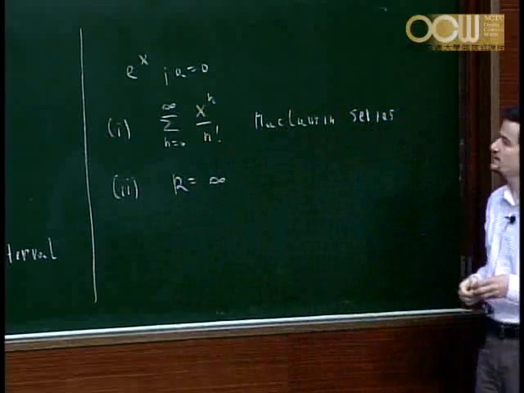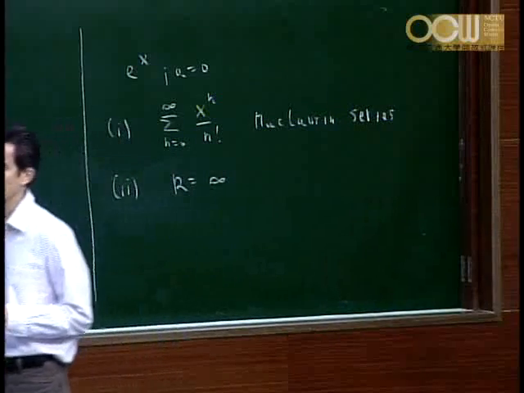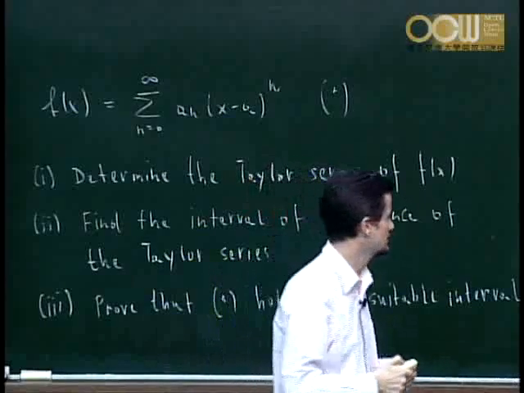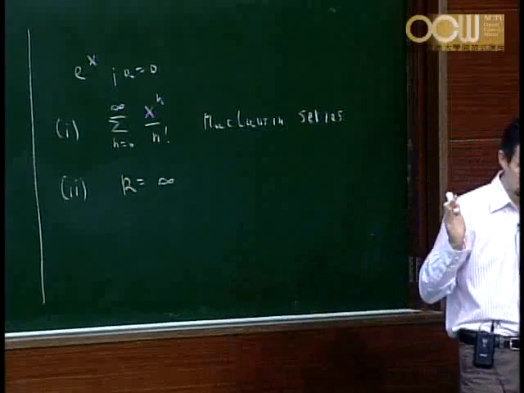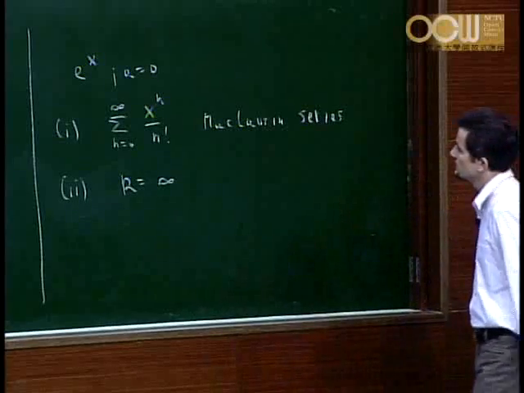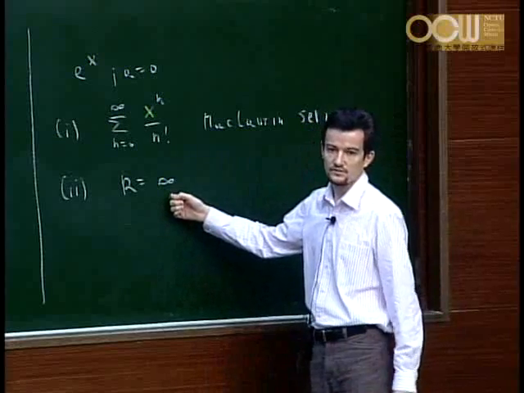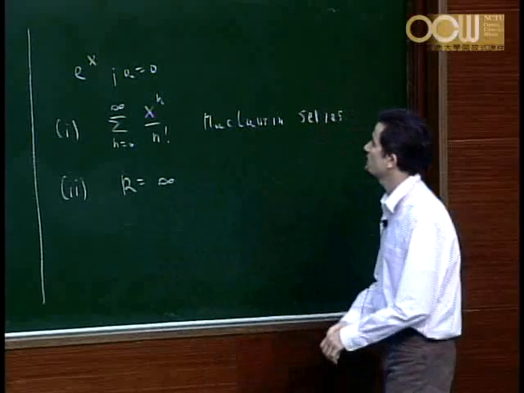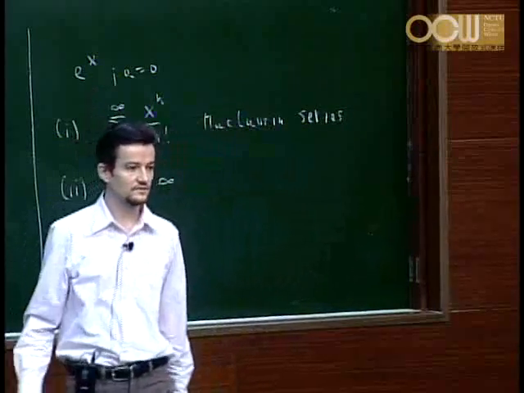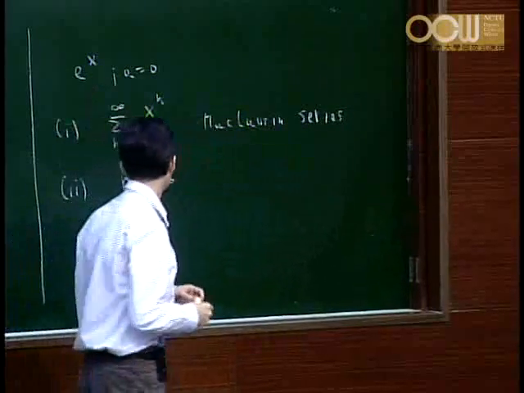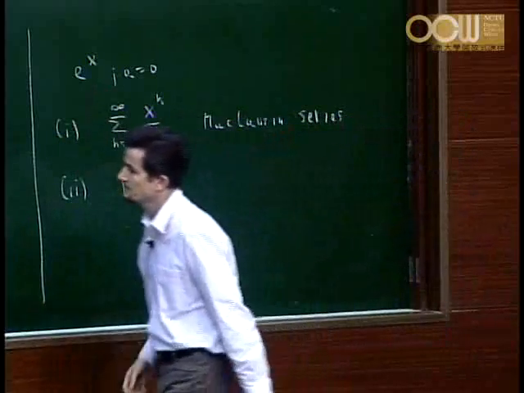The radius of convergence is infinity. Okay, and I haven't completed this program last time. So what is still left is this point here. I still have to prove that at least on some subset or subinterval of the set of real numbers, we have indeed that this series represents the function e to the x. So the third step is still left. This is what we want to do today.